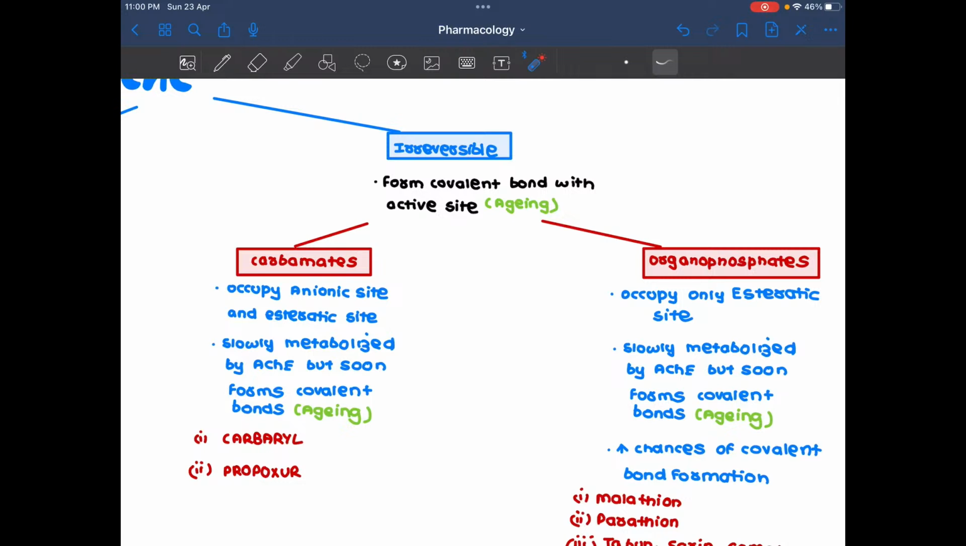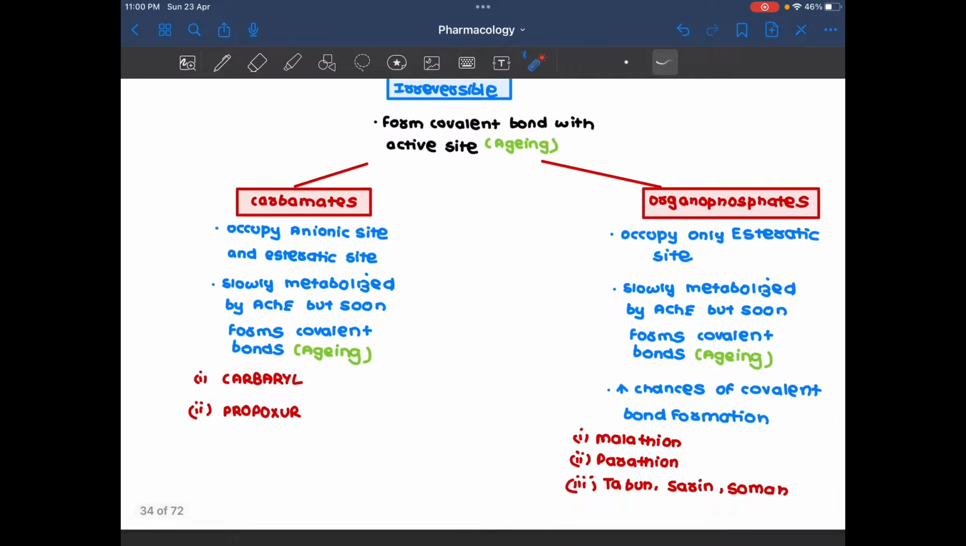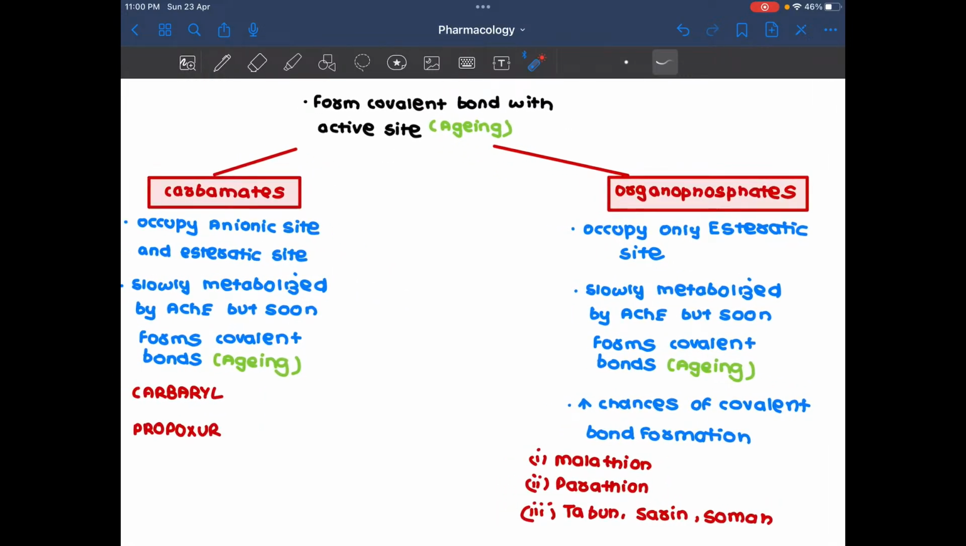ठीक है? तो carbamates we have two. We have carbaryl and propoxur. This propoxur is present as Baygon. ठीक है? So all of these are insecticides that we use. ठीक है? Organophosphates very important for your agricultural work में. Organophosphates are only going to occupy the esteric site. Are they going to interact with the anionic site? No, not at all. ठीक है?